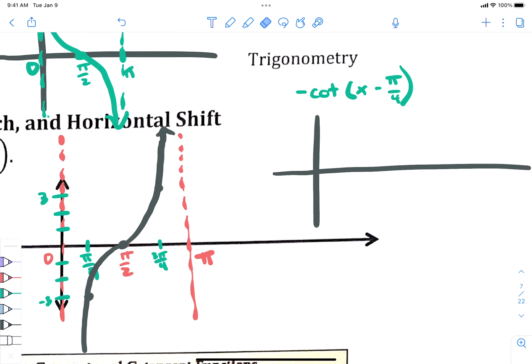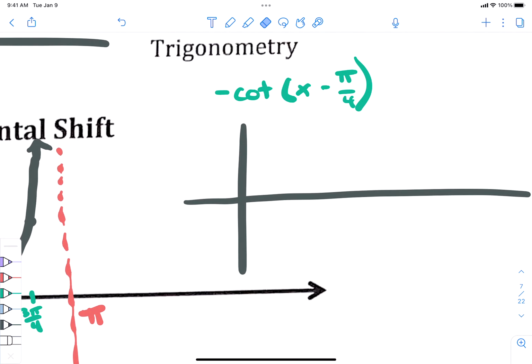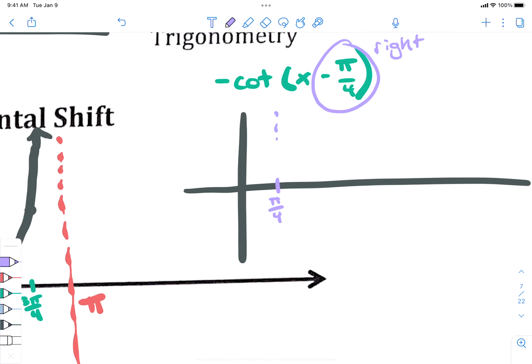Tangent moves to the left, so the first vertical asymptote is at pi over 4 on the positive side. Normally it's at 0, but we're going to go pi over 4. This goes to the right. You guys have got to listen. We're going to the right, pi over 4. Here is pi over 4, and I'm going to draw my vertical asymptote.